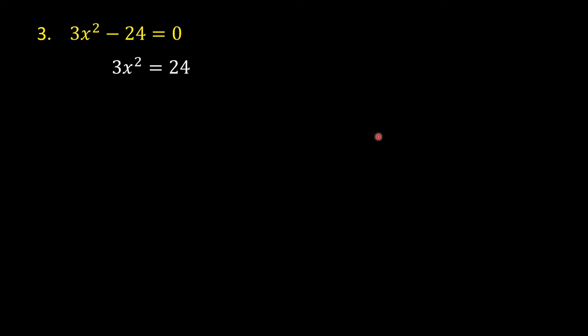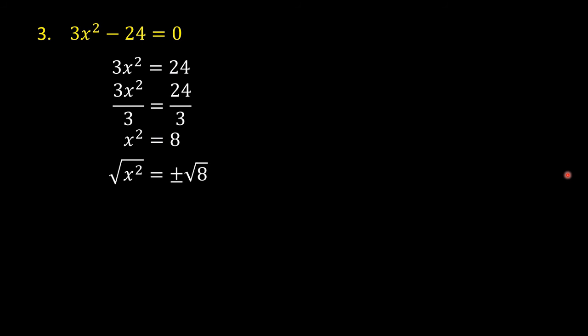And then divide the left side and the right side by the coefficient of x squared, which is 3. So divided by 3, divided by 3. So we have now x squared is equal to 8. Then extract the square root of the left side and the right side. So the square root of x squared is equal to positive and negative square root of 8. But we can still simplify the square root of 8.